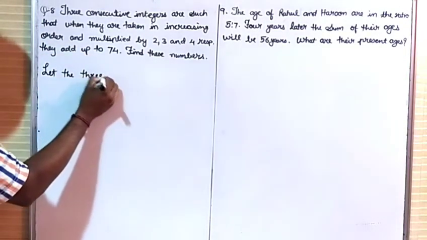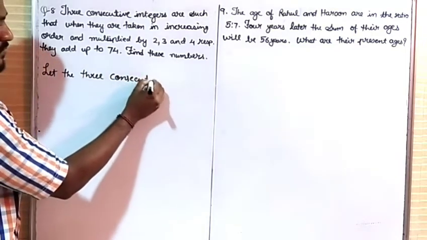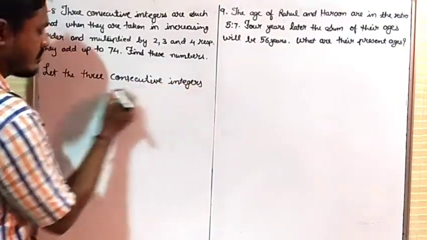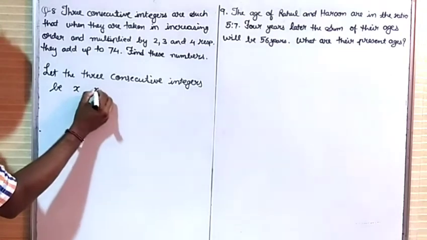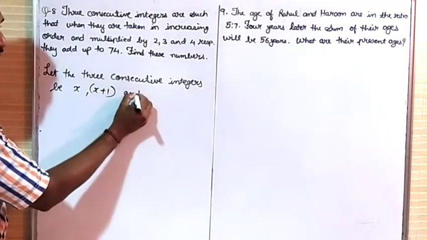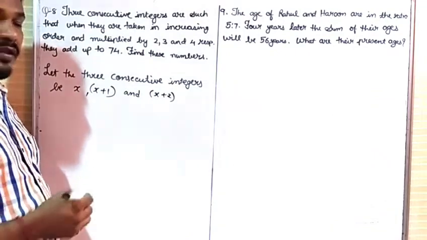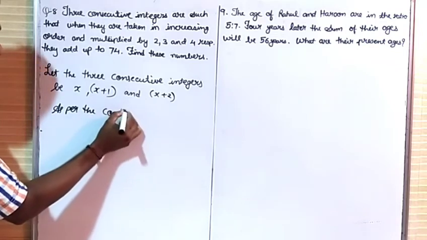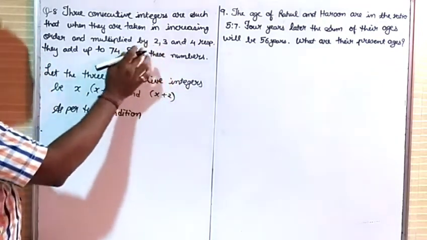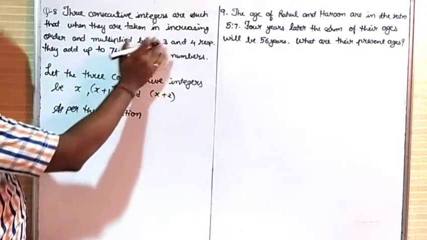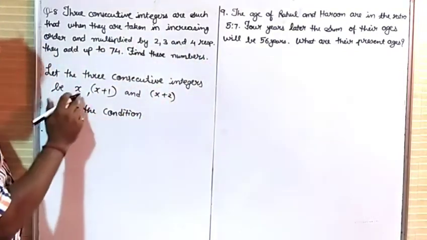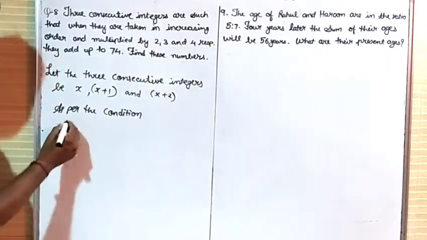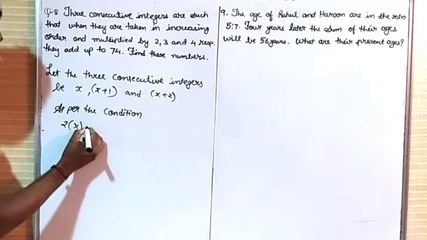First, let the three consecutive integers be x, x plus 1 and x plus 2. Now, as per the condition given, we need to multiply the consecutive integers in increasing order by 2, 3 and 4. That means you have to multiply x by 2, x plus 1 by 3 and x plus 2 by 4. So let us multiply: 2x.